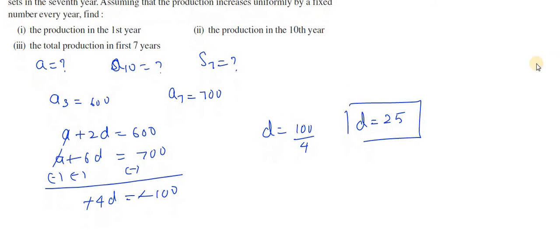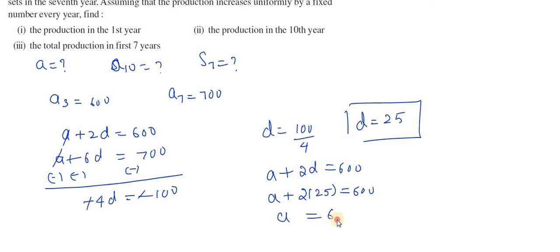Okay. We got D is equal to 25, and you can substitute the value of D in any of the equations, either 1 or 2, so we'll get the A. So A plus 2D is equal to 600. I'll substitute here only. So A plus 2 into 25, which is equal to 600. So A is equal to 600 minus 25 into 2, which is 50. So here A is equal to 550. Our A value is 550.